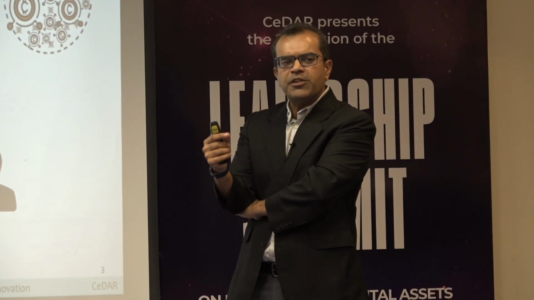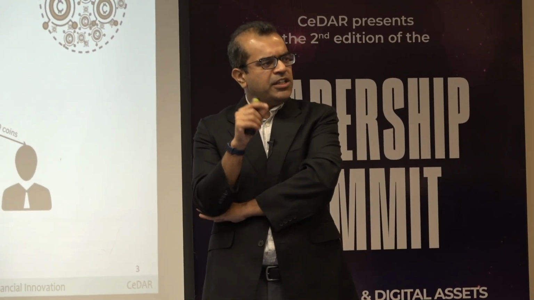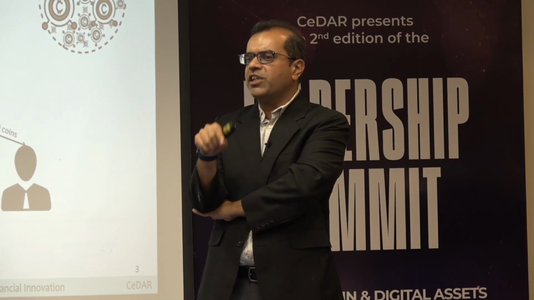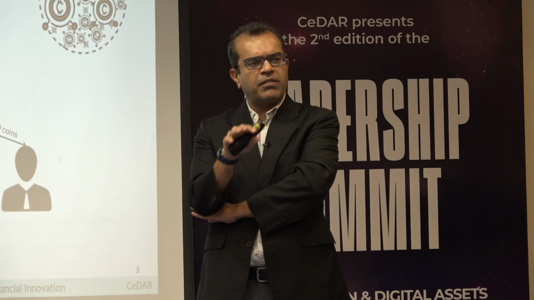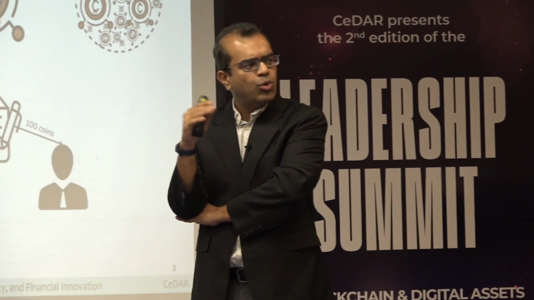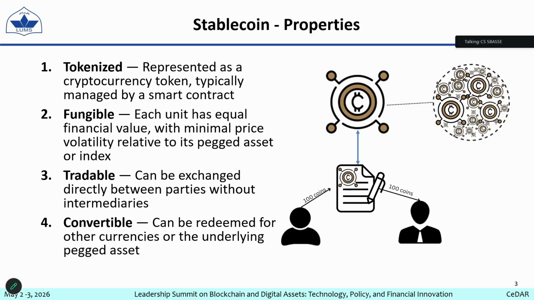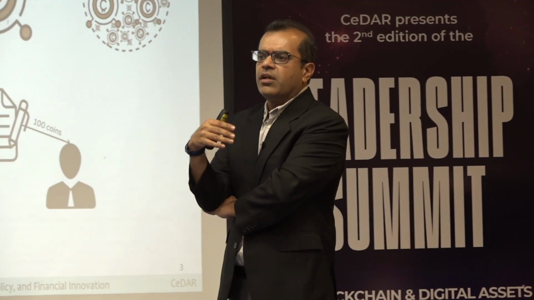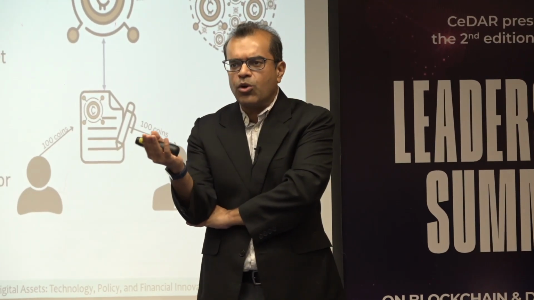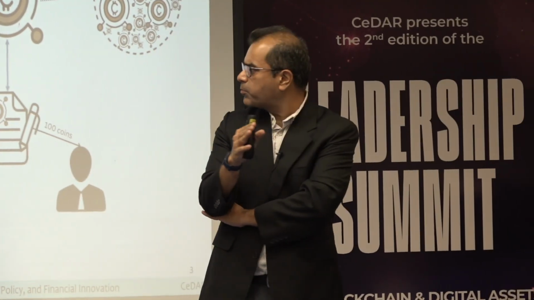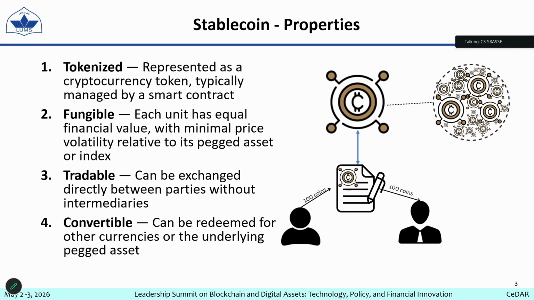It's fungible, which means that it's the same. Each coin is similar to the other, just like a US dollar. Each US dollar has the same purchasing power, and it doesn't matter who holds it. At the end of the day, they are all the same. It's tradable, of course; it can be exchanged. People can transfer stable coins from one address to another. Finally, it is convertible. It can be redeemed for other currencies or the underlying asset that it's pegged to.